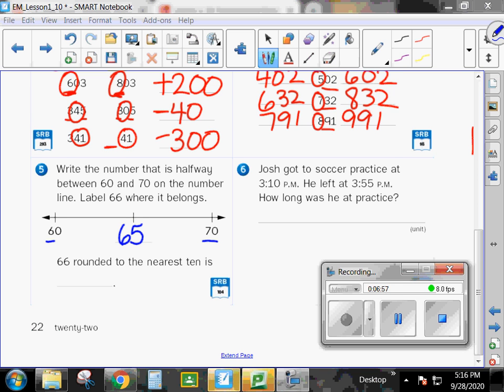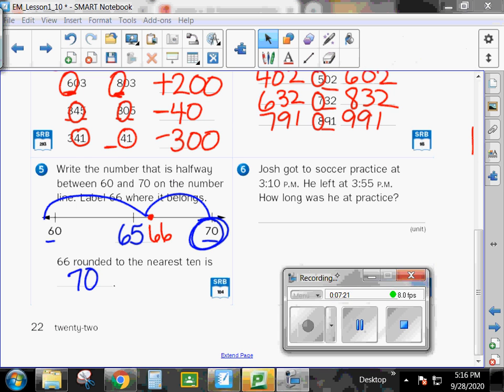And then I need to place where 66 would go on the number line. And 66 would go somewhere after 65. So there's 66. Now, when I round 66 to the nearest 10, isn't it closer to this 10 than this 10? So 66 rounded to the nearest 10 is 70.